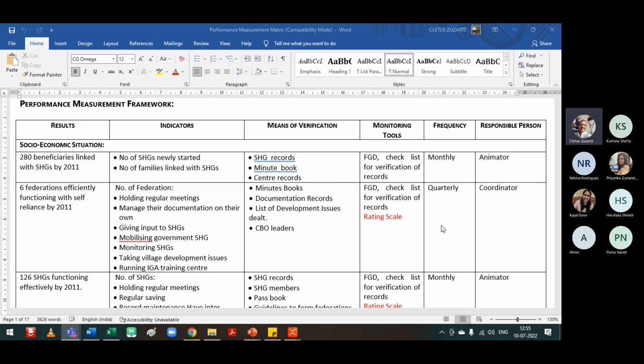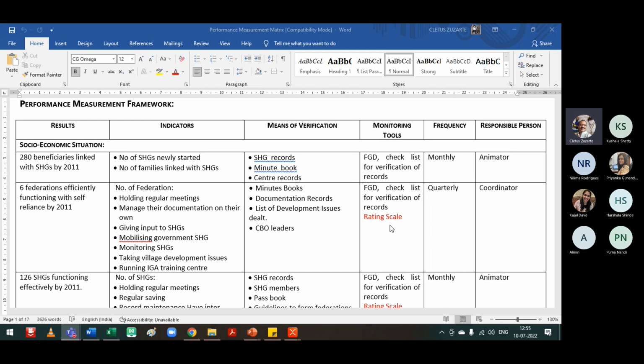Okay, so now suppose it is that, you have different means of verification. You look at how it is, you could use different tools, like here it is given focus group discussion. Okay, you could have a checklist, you could have a rating scale. See, these are different tools. And as I was talking to you about PRA tools, I would recommend that you become a little expert on the PRA tools.